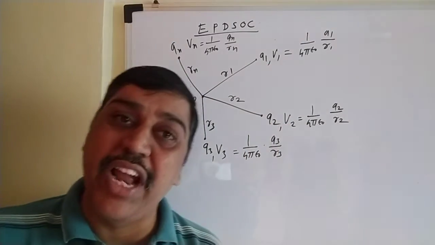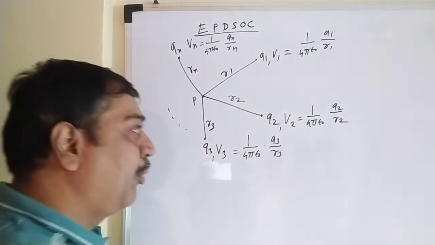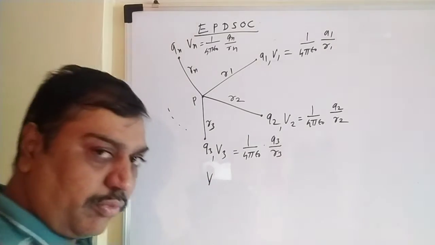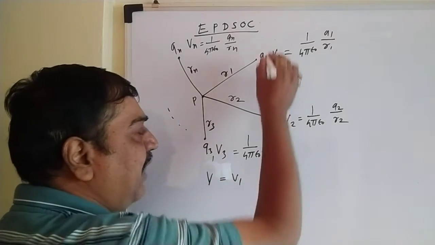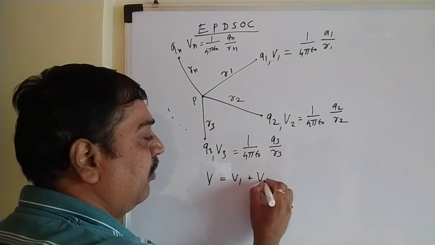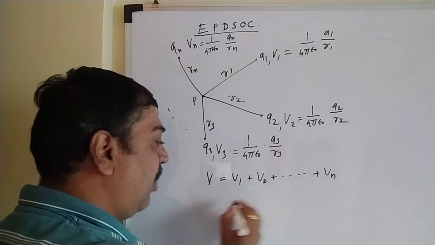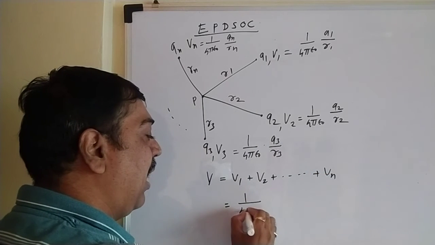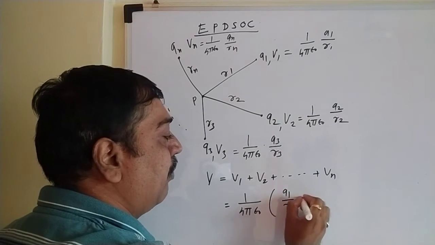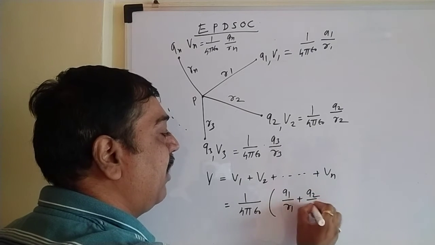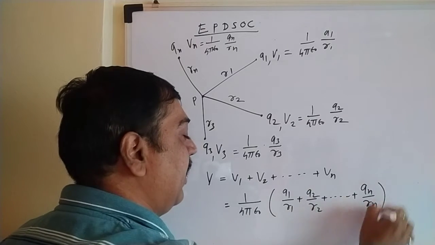So what is the total potential exerted by all these n charges at point P? According to the principle of superposition, the total potential V must be the sum of the potentials exerted by q1, V1, plus q2, V2, and so on up to n charges. So add all these. 1 divided by 4 pi epsilon 0 is common. In the bracket, q1 divided by r1 plus q2 divided by r2 plus so on up to plus qn divided by rn.